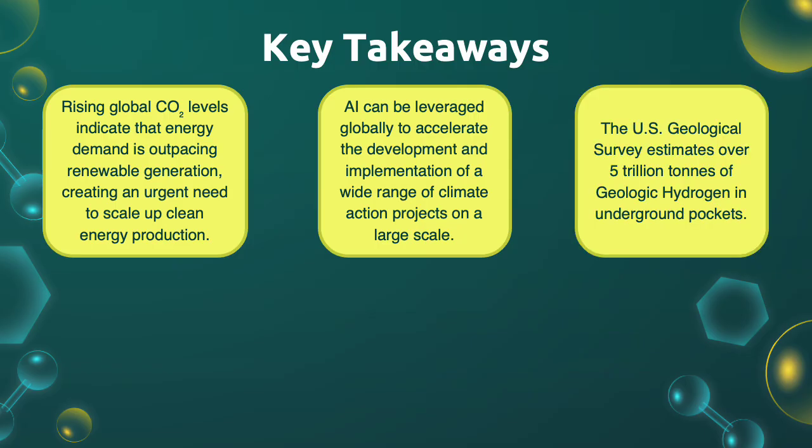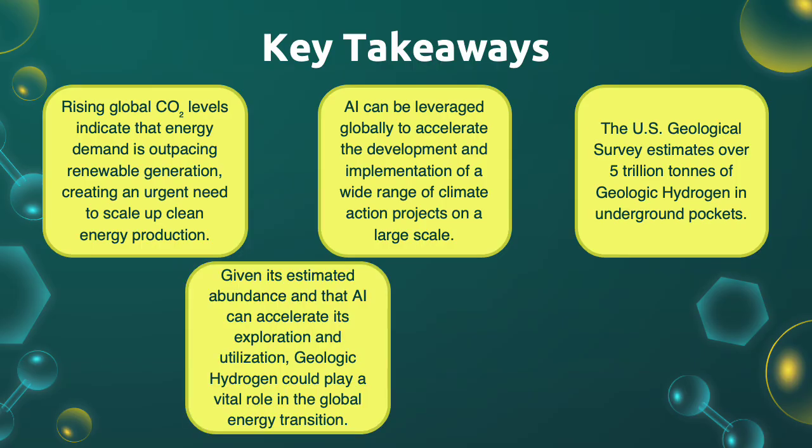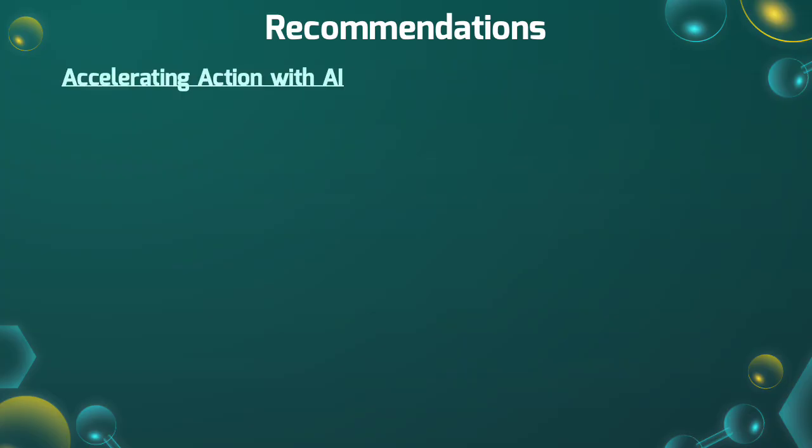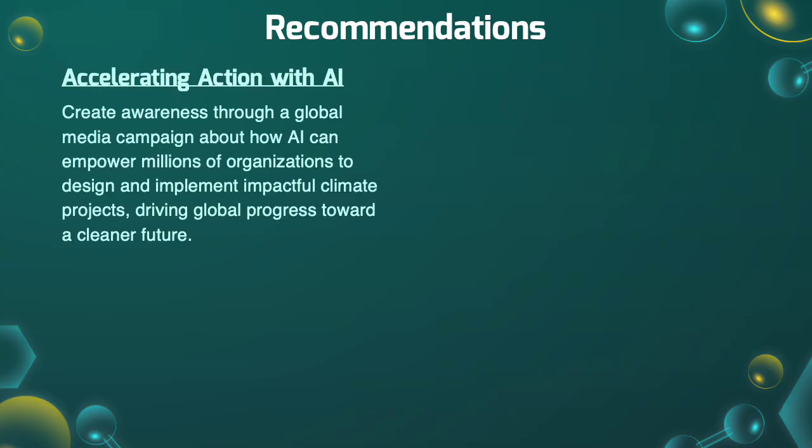The U.S. Geological Survey has estimated that there is over 5 trillion tons of geologic hydrogen trapped in underground pockets. Given this estimated abundance and that AI can accelerate its exploration and utilization, geologic hydrogen could play a vital role in the global energy transition. In addition, AI can accelerate the energy transition by helping organizations around the world develop and deploy more climate action projects faster. We recommend that a global media campaign be implemented to create awareness about how AI can be utilized by millions of organizations around the world to help develop and implement many climate action projects.